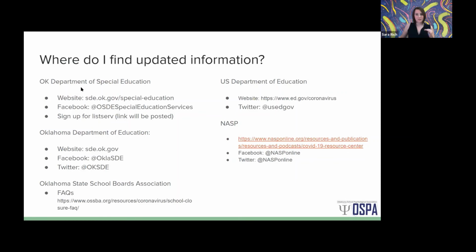So our department, Oklahoma Department of Education, the Special Education Department, they do have their website. However, what I have found the most immediate way to get information from them is to follow them on Facebook. So if you search for Oklahoma Department of Education Special Education, it'll come up. Their little icon says IDEA on it, or this is their user profile. You can search for @OSDE Special Education Services on Facebook. There is also a listserv. If you do not get emails from the Special Education Department, then you need to sign up for that. They have the link to sign up on their Facebook page, but we'll also post that link.